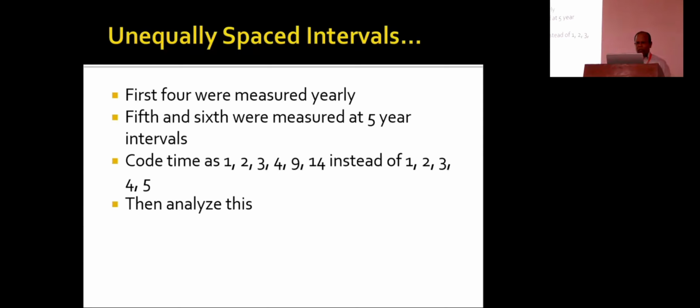Code time as actual values, not 1, 2, 3, 4, but like 9 and 14. So now you would say, what is a 1 month increase in your time variable? What is the corresponding change in the regression coefficient? So this is very important.